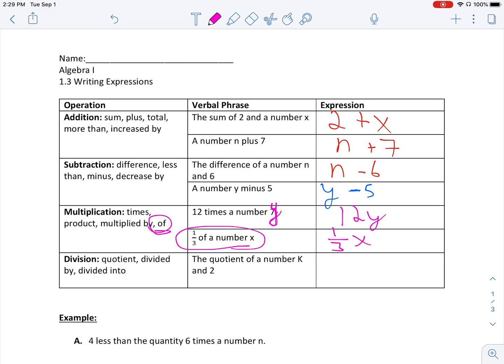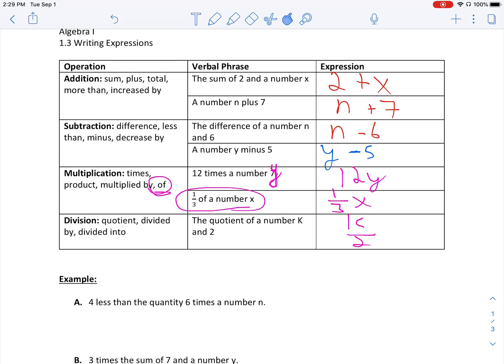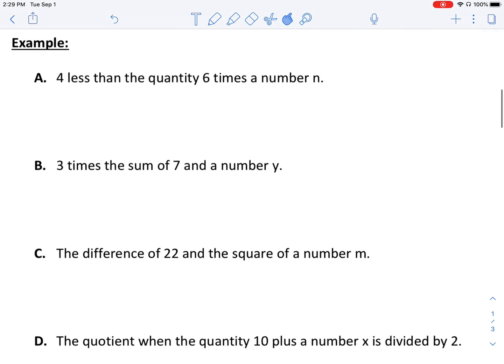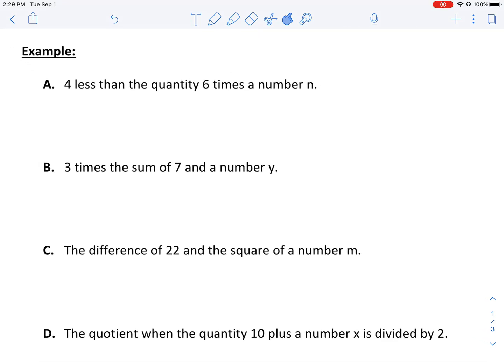Okay, and then lastly, this is kind of glossed over, I think, a lot in elementary school mathematics. The word quotient, divided, divided by, divided into, those are all obviously indicating division. The quotient of a number k and 2 is k over 2. All right, so there's a nice little table for you to look at, and just like I said, the word of always means multiply, but it's often missed. So there's a good table there for you to see some English clues to help guide you in understanding what the math word problem is gearing you toward.